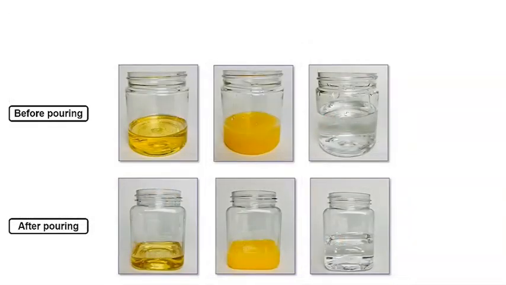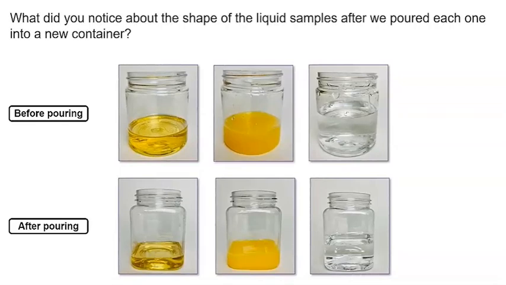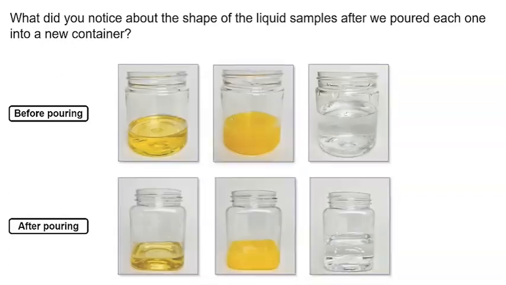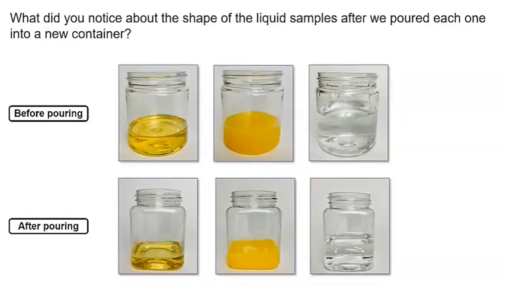Now let's look at the liquid samples. What did you notice about the shape of the liquid samples after we poured each one into a new container? Maybe you noticed that each liquid sample was the same shape as its new container. Did any of the other properties of the liquid samples change? No. Other properties, such as color, stayed the same no matter which container the sample was in.